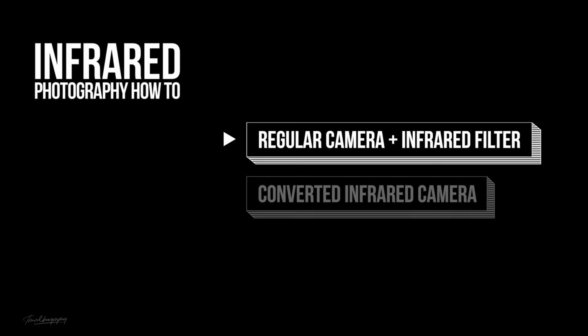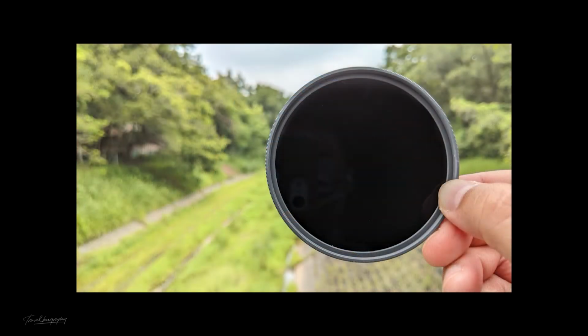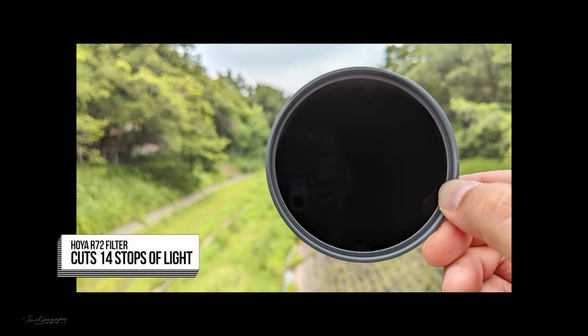It's a cost-efficient way. So I got the infrared filter from Hoya. It cost me $77, shipping included. If I hold the infrared filter like this, you can't see anything through it because it's meant to block visible lights. That means we need a tripod.